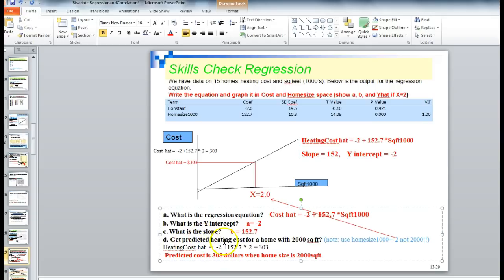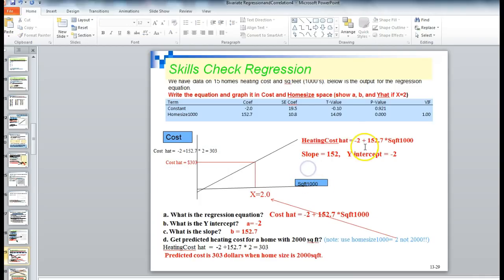So now, can we get a predicted heating cost for a home with 2,000 square feet? Well, if we have 2,000 square feet, we're going to put this 2 into this regression equation and get a predicted value. So when x is equal to 2, my cost hat is the predicted cost off the regression equation. My predicted cost, when it's a 2,000 square foot home, is that you're going to have the monthly heating cost at $303. That's a whopping heating cost. It's obviously not for Jacksonville.